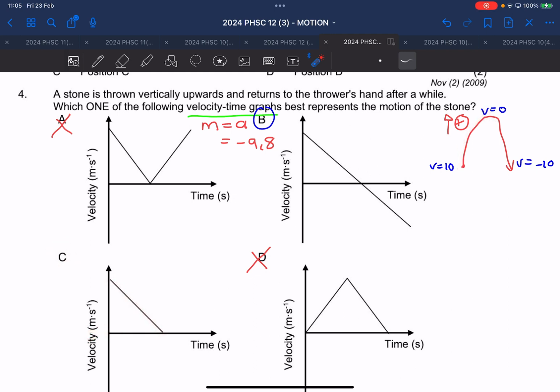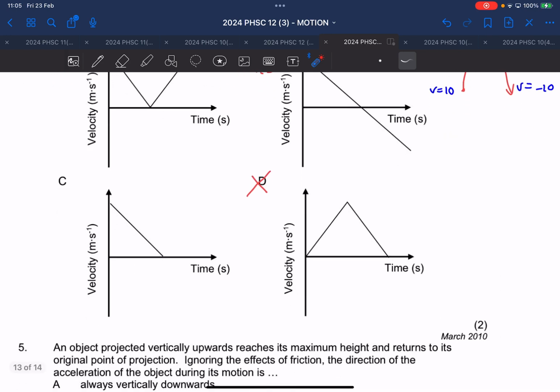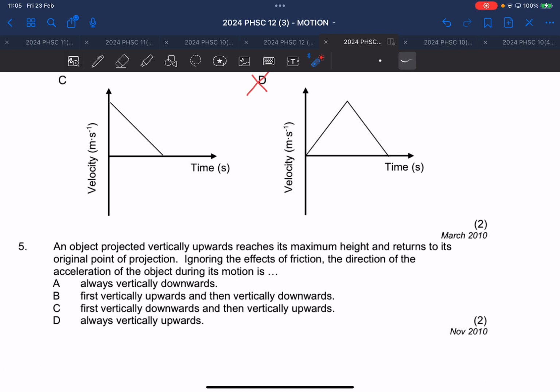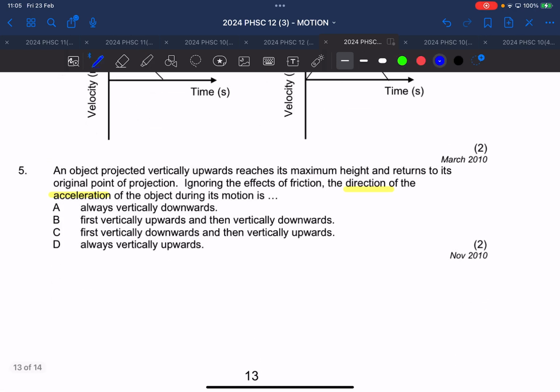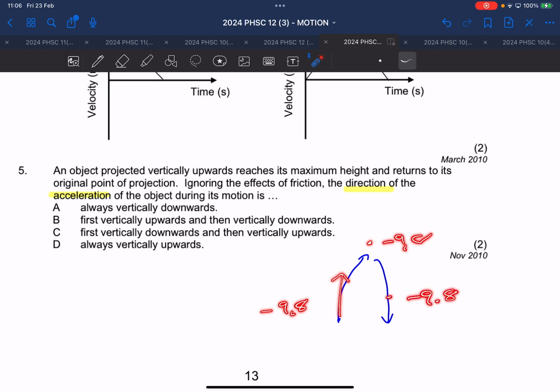Drawings, notes, sketches, important. Okay, last multiple choice question there. An object projected vertically upwards reaches its maximum height and returns to its original point of projection. Like up from your hand, down to your hand. Ignoring the effects of friction, the direction of the acceleration of the object during its motion is what? So an object is thrown up and down. From the moment it leaves your hand, what is the only force that acts on it? The gravity. And what does gravity cause? Gravitational acceleration. So what is the acceleration here? -9.8. Here, -9.8. Here. So the whole time it's downwards, the same. So it's always vertically downwards.